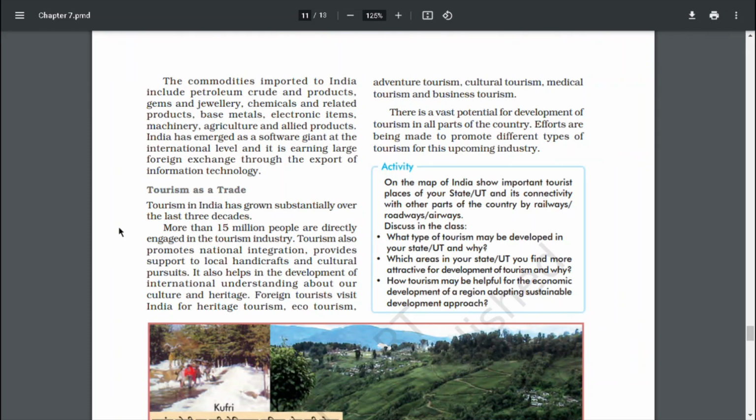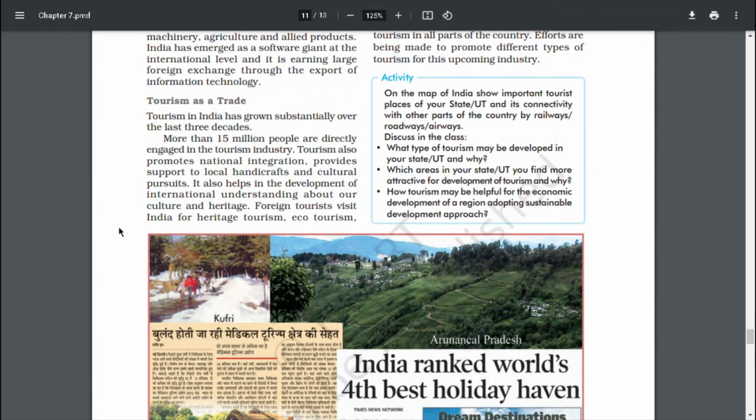Tourism as a trade. Tourism in India has grown substantially over the last 3 decades. More than 15 million people are directly engaged in the tourism industry. Tourism also promotes national integration, provides support to local handicrafts and cultural pursuits. It also helps in the development of international understanding about our culture and heritage.